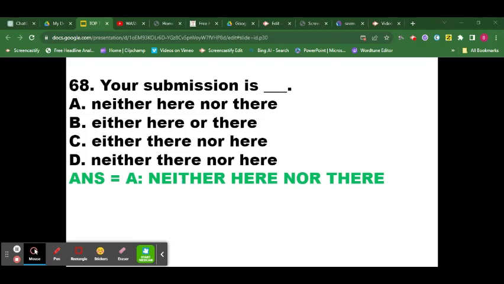And what actually does it mean? You know, this is a correlative. Neither usually goes with nor. You can either say neither nor, either or. Okay, so the phrase neither here nor there simply means it's of no importance. Okay, it means it's really not important. Your submission is of no importance whether you submit or not. Okay, so that is the correct interpretation.